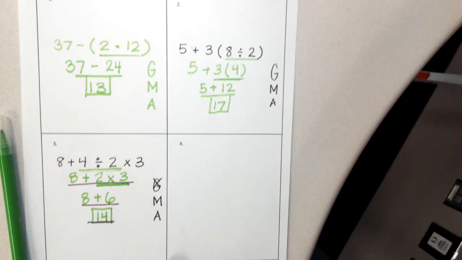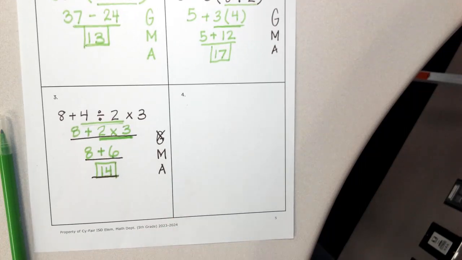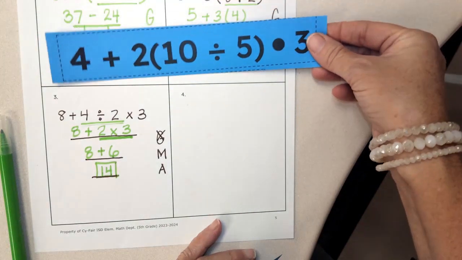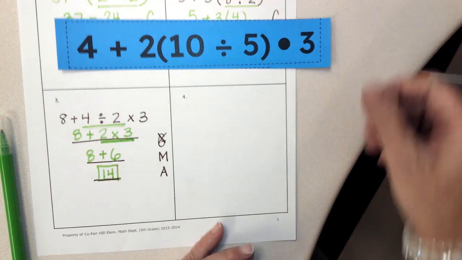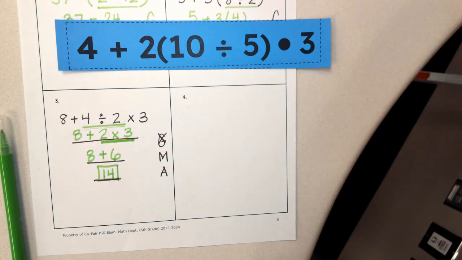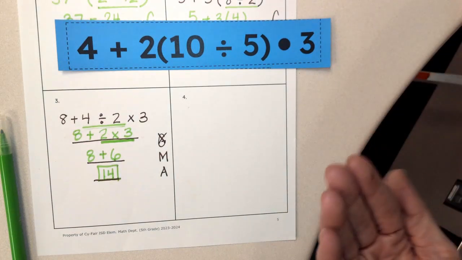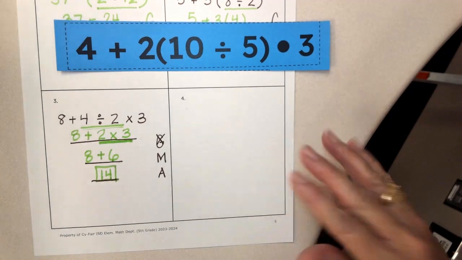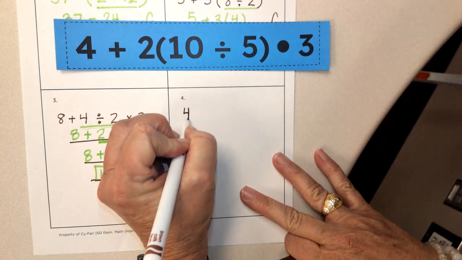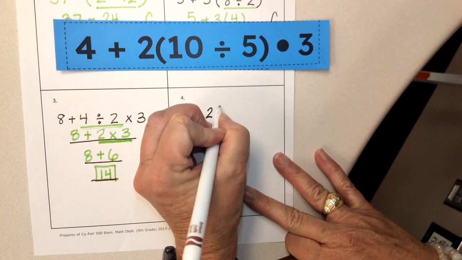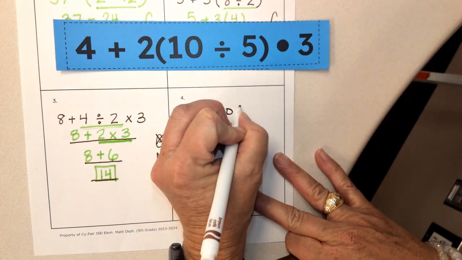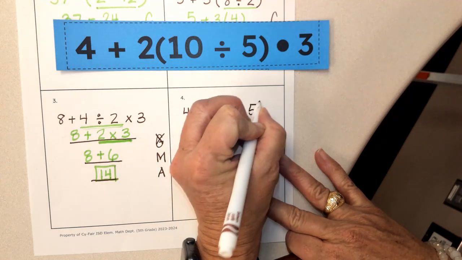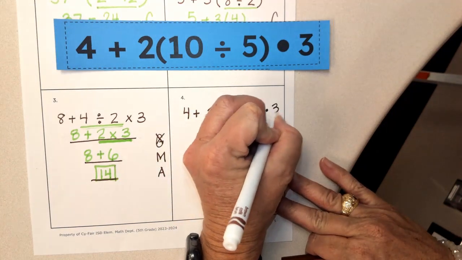Alright, welcome back to the last problem that we're going to be looking at today. It's the blue problem. So when I lay out my blue problem, I can see that this one automatically looks a little bit longer than the others that we've done. And so I'm going to quickly record it on my paper. We have 4 plus 2 parentheses 10 divided by 5 parentheses times 3.